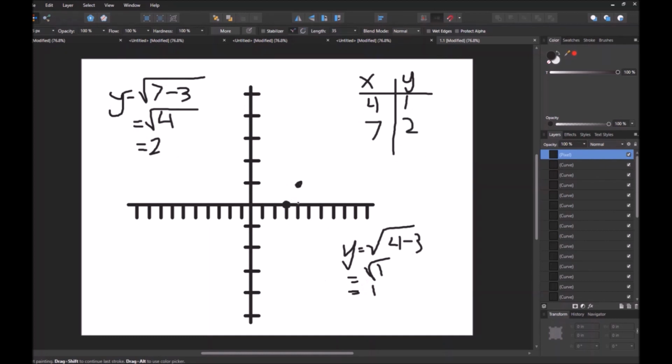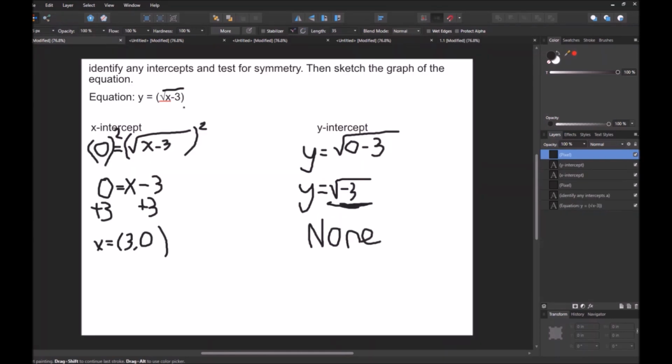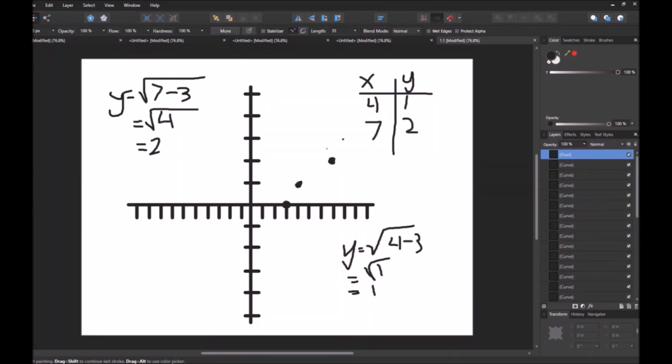So we know this is 4, so we go 5, 6, 7, and we go up 2. And we know that this is not a linear equation, this is a square root function. So it's not going to look linear, it's going to look slightly curved. So we're just going to sketch the graph as looking like this. And that's just a basic rough sketch. We don't have to get it exactly perfect.